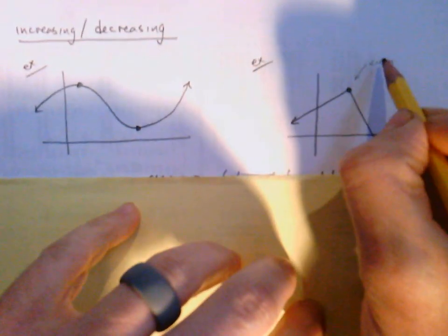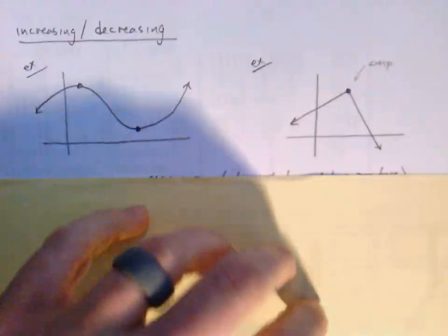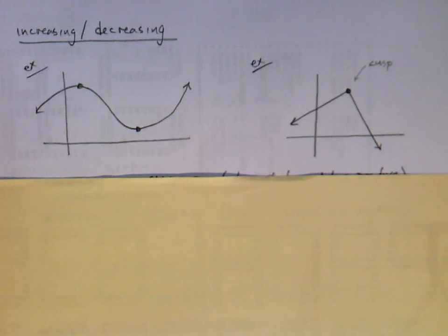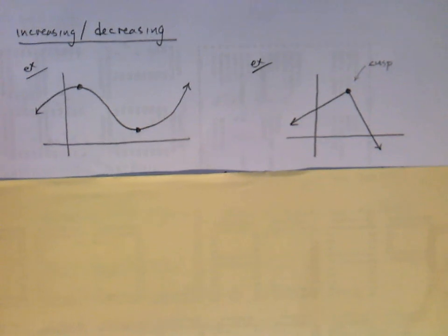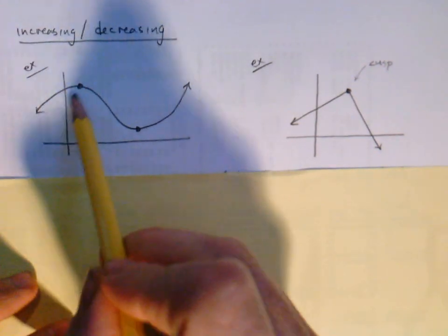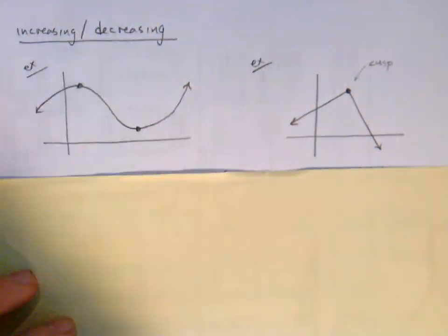That was back in our discussion on continuity. This sharp corner. Okay. So if you think about increasing and decreasing, maybe we look at the first graph to get us started. So it's increasing here, and it's increasing there, right?